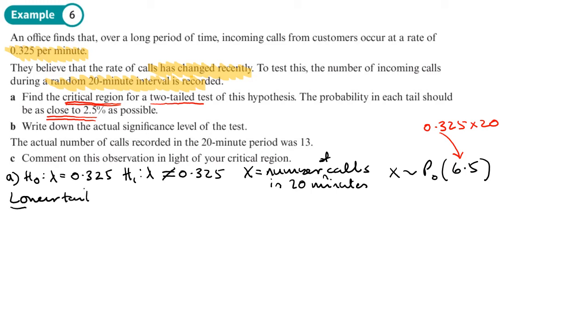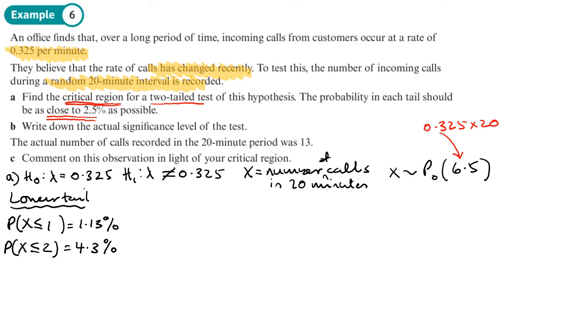Right, let's start by finding the critical value at the lower end by looking at the lower tail. So we're looking for a number to put in there where we get a probability close to 2.5%. Right, so when x is less than or equal to 1, we get, I'm going to write as a percentage, 1.13%. When x is less than or equal to 2, we get 4.3%. So always looking for a value below and above that.